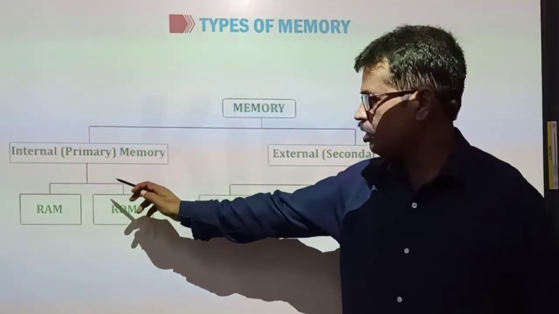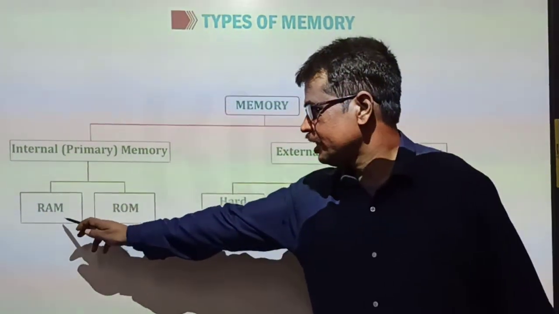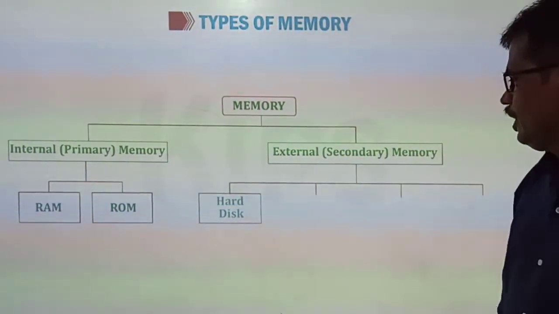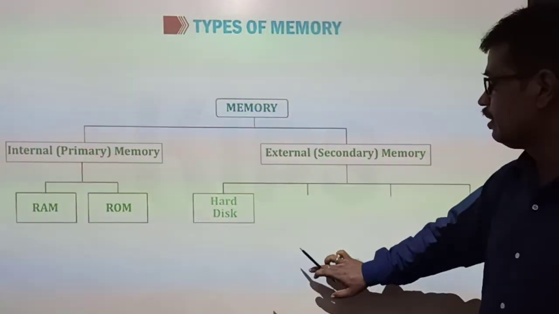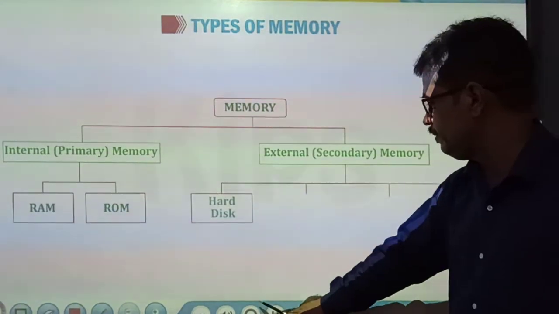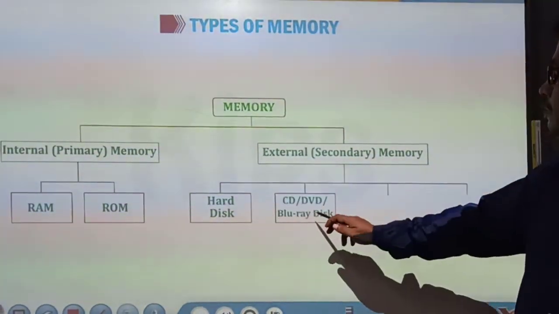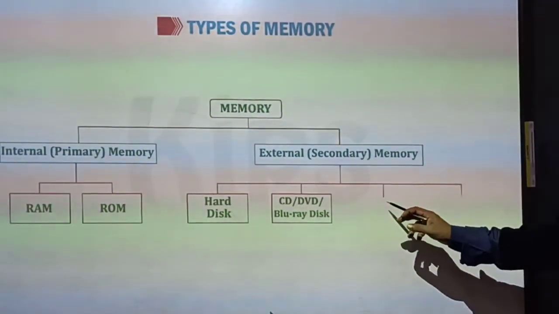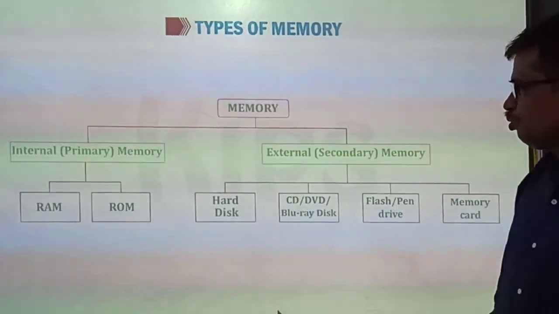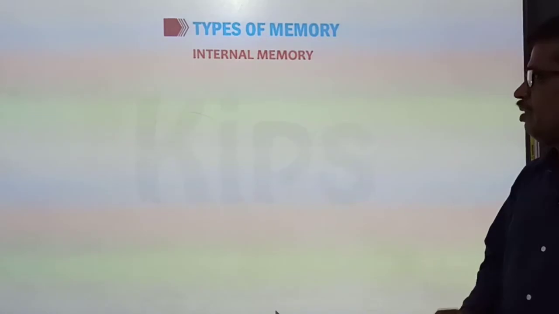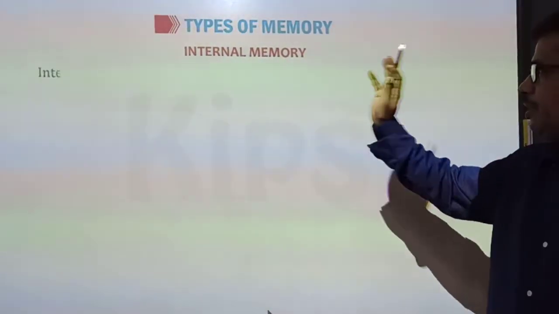Primary memory is also of two types, that is RAM and ROM. And external memory, all the storage devices, are called external memory, like hard disk, CD, DVD, Blu-ray disc. These are examples of secondary memory. So memory is of two types, you have to remember.